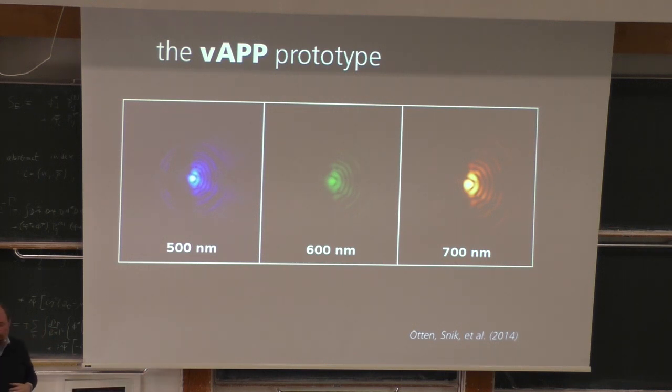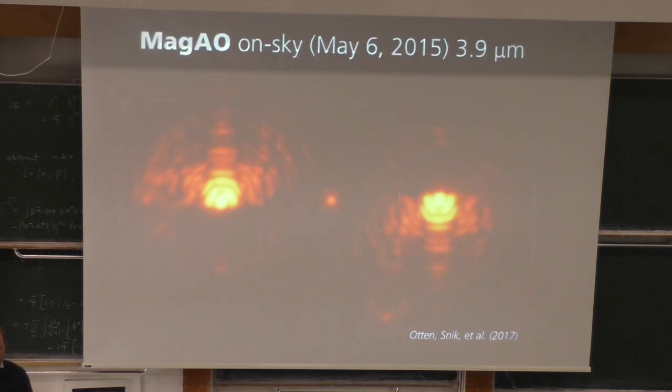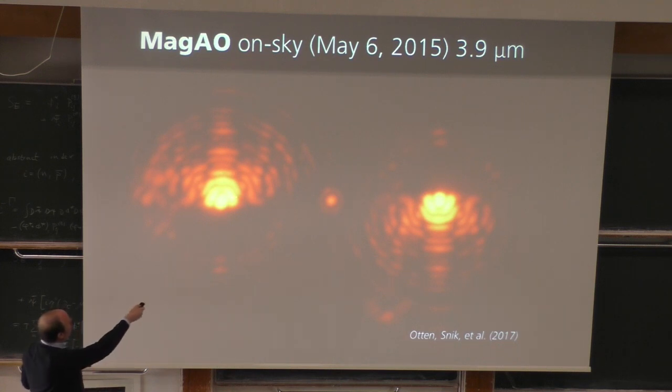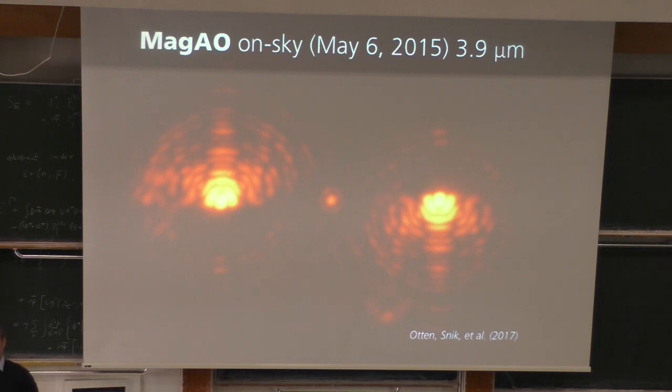So from the lab, we went right away to the telescope. This is an image on sky, so this is not a simulation nor in the lab. This is an actual star on the Magellan 6.5 meter telescope in Chile through the infrared adaptive optics system. And what you see here is two images of the same star with a dark hole on either side, and actually a third image in the middle that we can use for reference like astrometry and photometry. And you see that these dark holes are really quite dark.